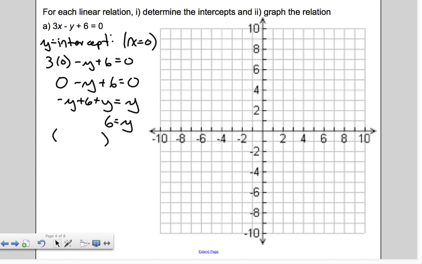So what's my x value here? 0. And what's my y value then when x is 0? 6. So that is my x-intercept. Or that's my y-intercept. So here we go off and plot it, 0, 6. That's where we go across the y-axis.